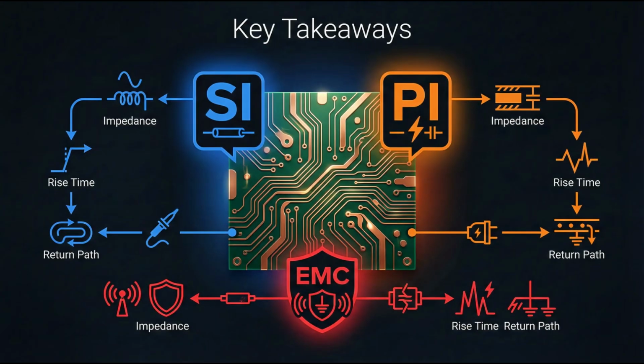Key takeaways: signal integrity, power integrity, and EMC are all consequences of the same physical reality, the behavior of interconnects. By classifying problems into a small number of families and understanding how impedance, return paths, and rise time affect signals, we can design systems that work the first time, even at high speed.